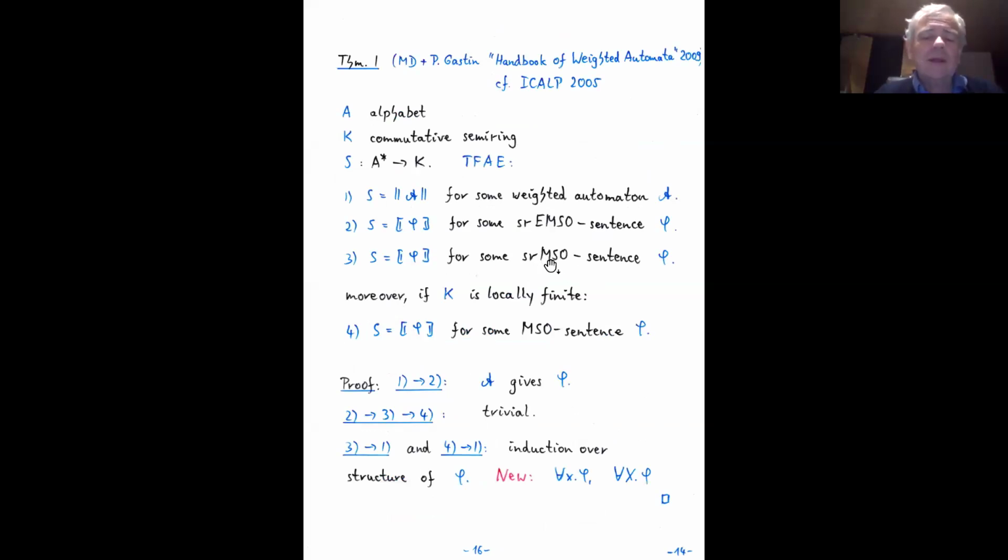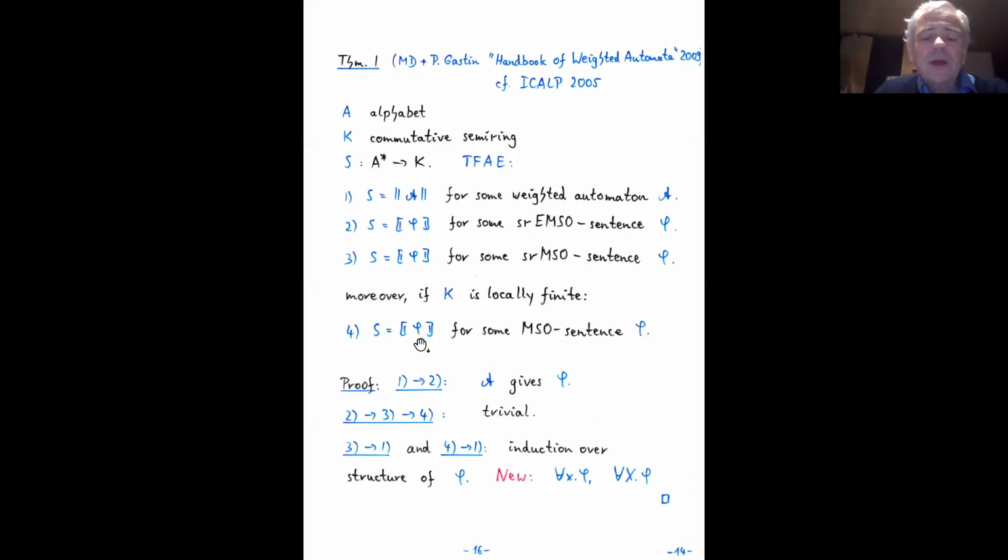And the third one is S equals the semantics of phi for some syntactically restricted MSO sentence. And moreover, if the semiring is locally finite, then we can take any MSO sentence phi in our weighted logic. Locally finite means any finitely generated sub-semiring is finite. For instance, if we take a Boolean algebra, or one could even take a distributive lattice with 0 and 1, then any finitely generated sublattice is finite, due to distributivity. So this contains any Boolean algebra.